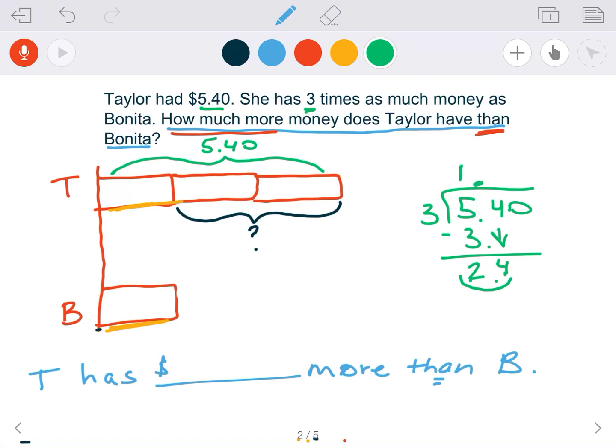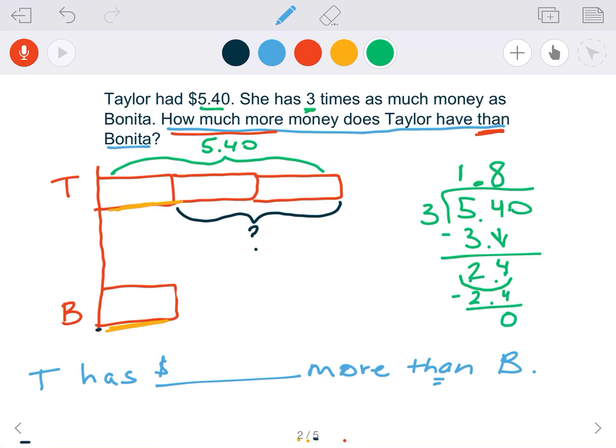Pop your decimal up here because we're talking about tenths now. And we're going to say 24 tenths divided by 3. Well, 24 divided by 3 is 8. So 24 tenths divided by 3 is 8 tenths, because when you divide puppies, you get puppies.